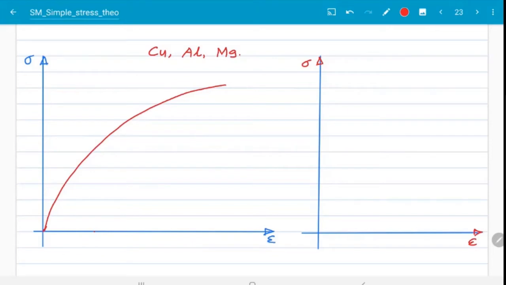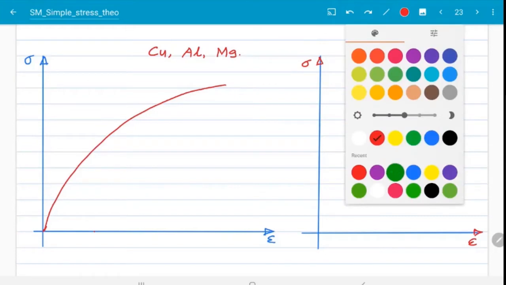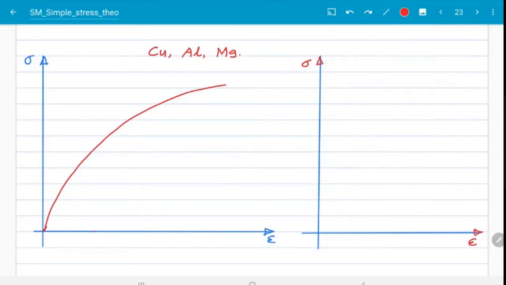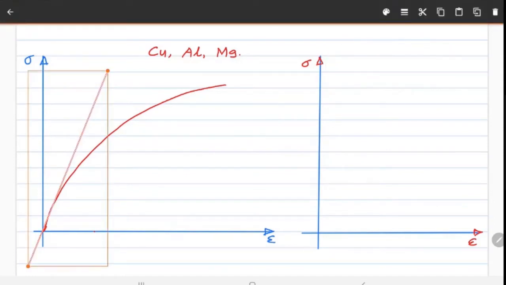Sir, in that mild steel, we are able to find the strength value easily from the upper yield point, SYT. Here, how to identify, because it is a smooth curve from the starting onwards? See how to draw, watch closely. I have to draw the line tangent to the curve passing through origin.